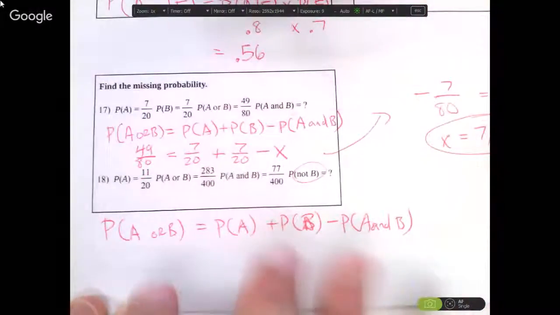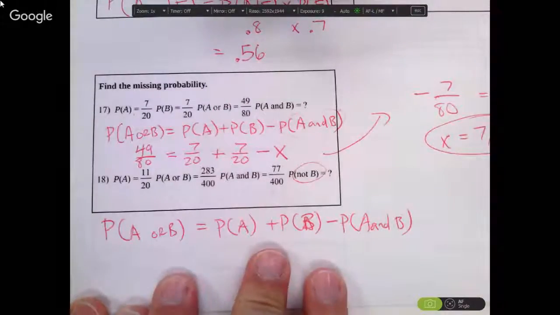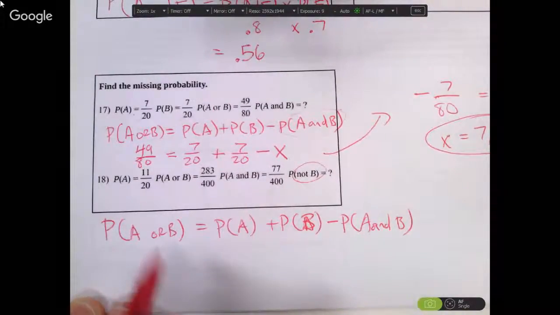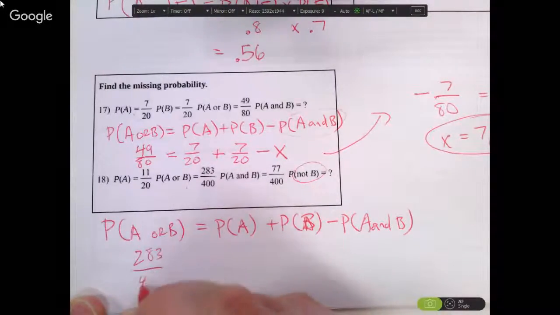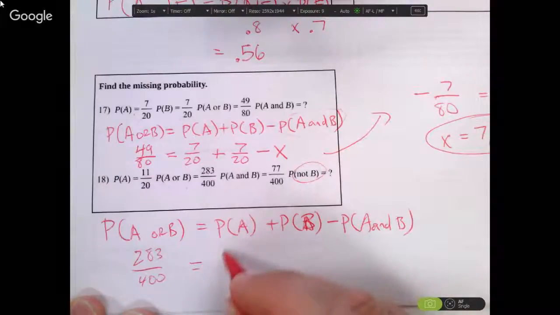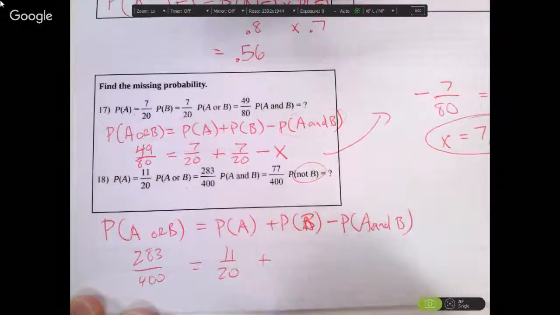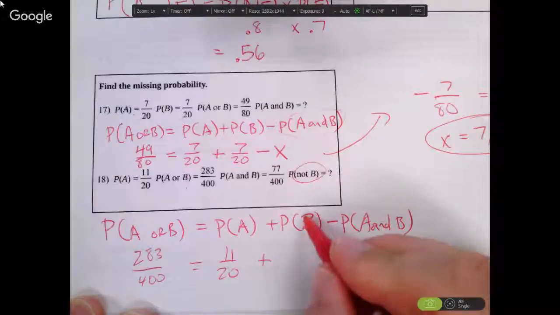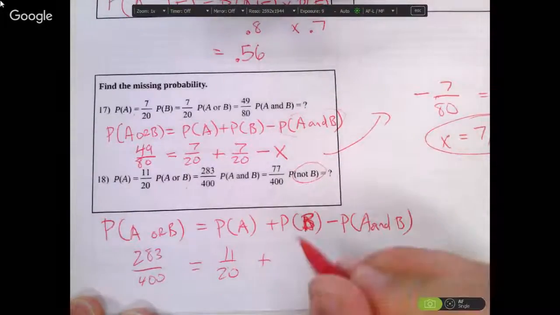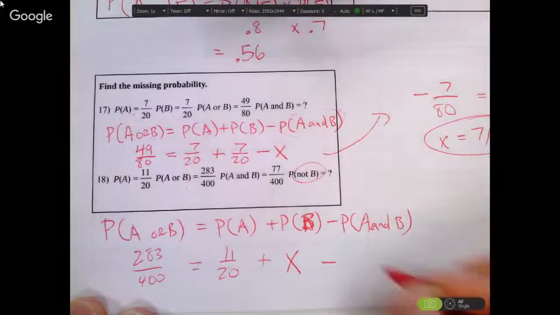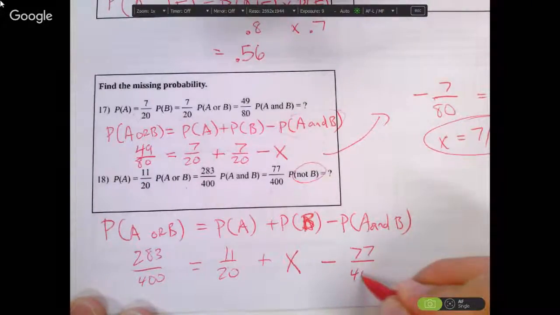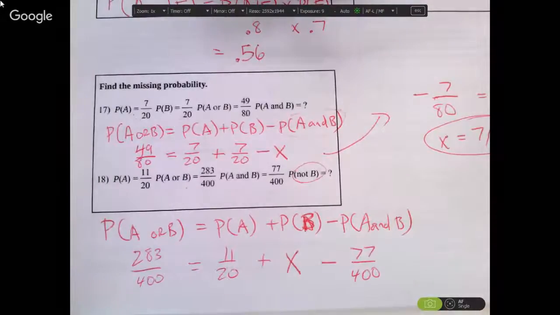Okay, so I'm going to figure out what we got here. I'm going to plug in what I can. I have P(A or B) is 283 over 400. I have 11 over 20. I don't know what that is, so I'm going to call that X for now, and then minus 77 over 400. What about that 283 over 20? I put it over here. Oh, yeah, hold on. Okay.